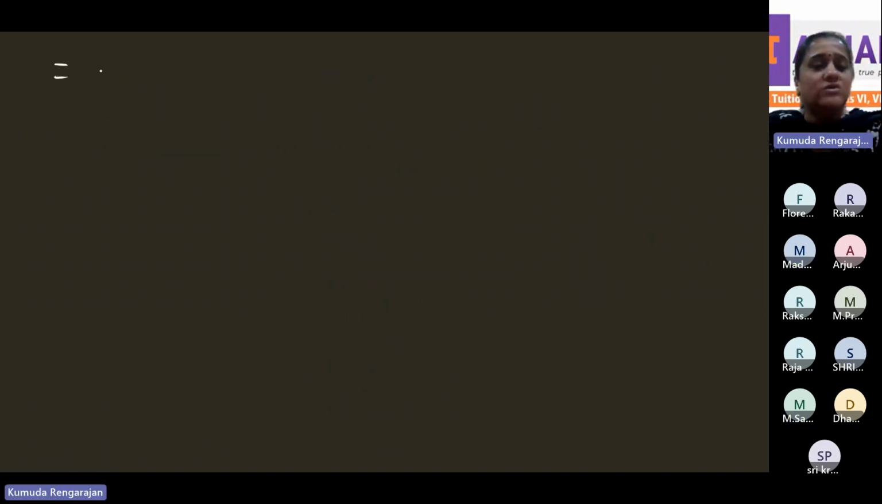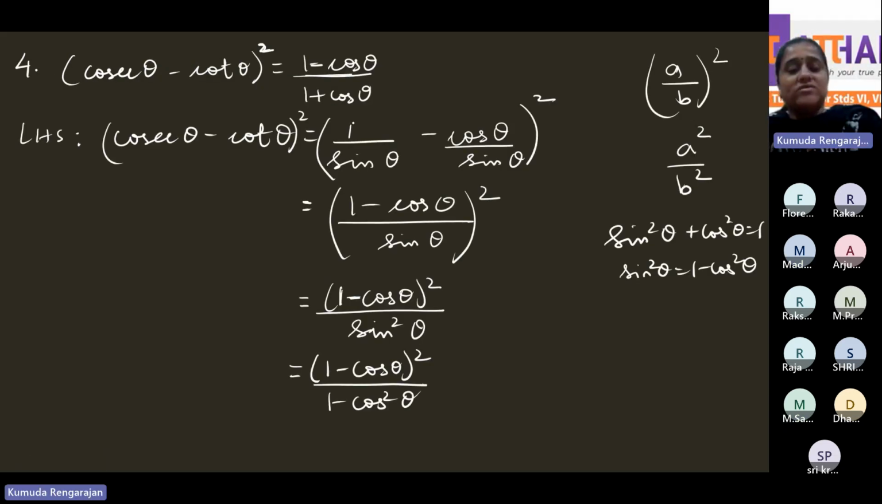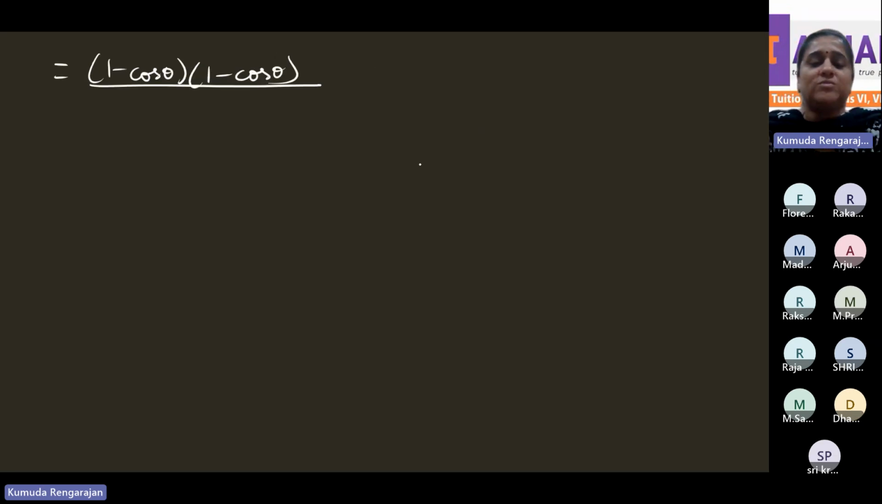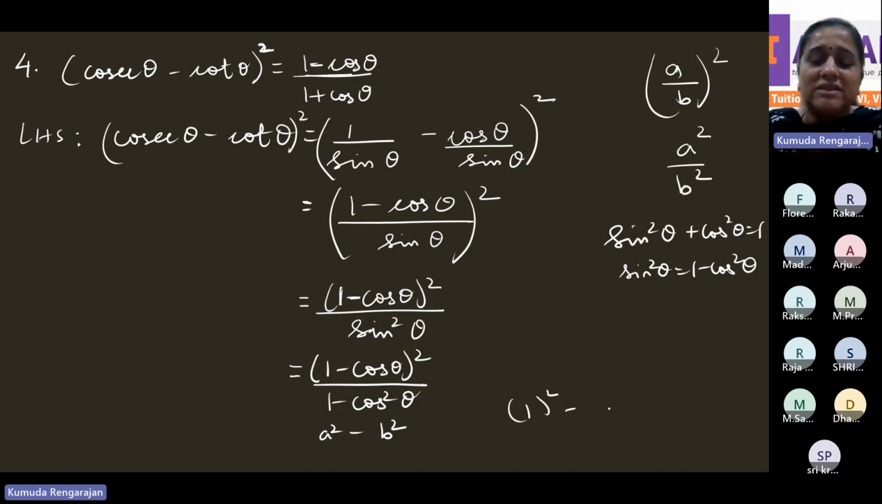What is 1 minus cos theta the whole square? 1 minus cos theta into 1 minus cos theta, correct? Yes, ma'am. 1 minus cos theta the whole square is 1 minus cos theta into 1 minus cos theta. Then what is 1 minus cos square theta? That's like a square minus b square, right? 1 minus cos theta into 1 plus cos theta, ma'am. This is like a square minus b square because 1 is 1 square, minus cos square theta, which is nothing but cos theta the whole square.